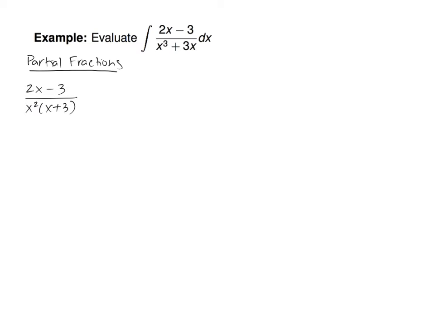So x squared and x plus 3? Is that right? Oh, it's just x and, you're right. Okay, 2x minus 3 and then x times x squared plus 3. They're both equally simple. So what's the partial fraction decomposition for when you have an irreducible quadratic like that? We'll have an A over x, and what's the rest of it? Bx plus C.